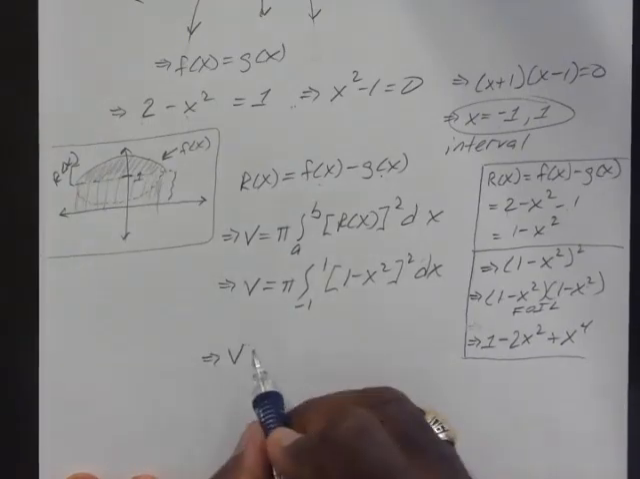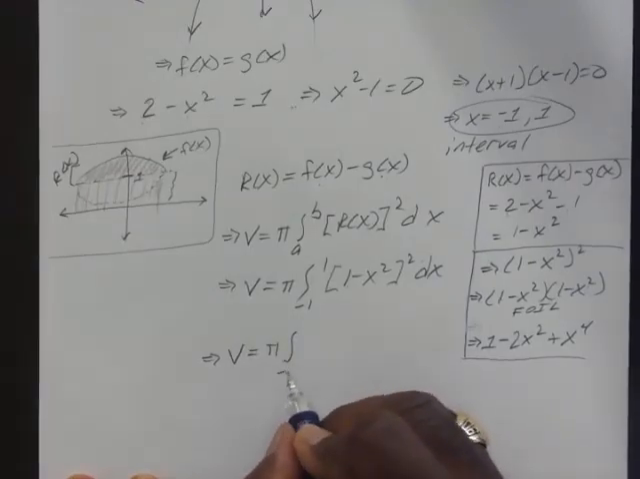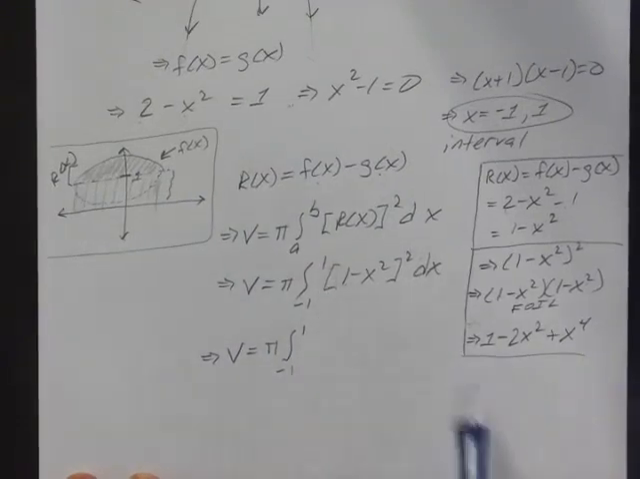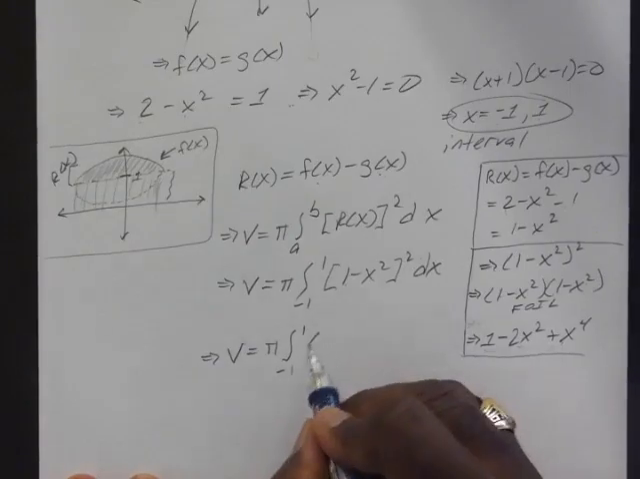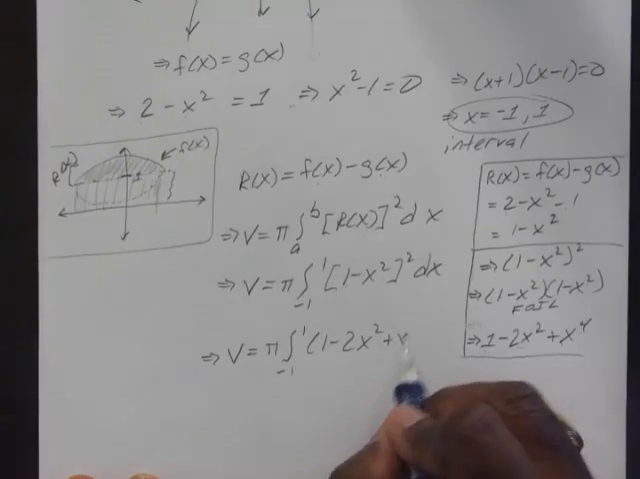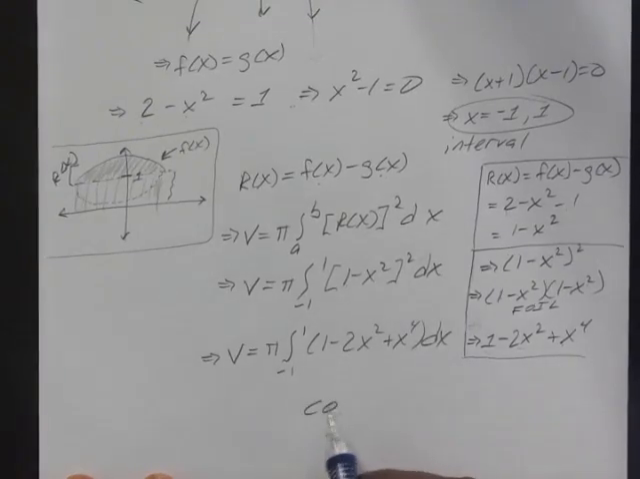So our volume is equal to pi times the integral from -1 to 1, and we can replace this with 1 minus 2x squared plus x to the fourth, with respect to x. And I'm not going to finish it on this page, so we'll continue on the next one.